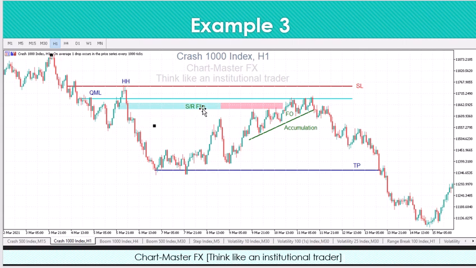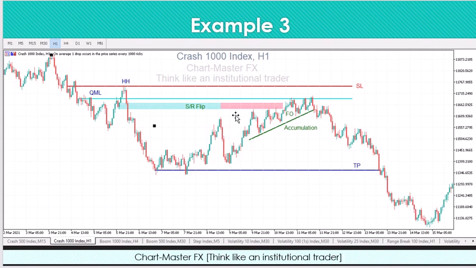So we have a confluence here. We have an SR flip, we have a fake out, and also we have accumulation, which makes this a high probability setup. So once you have a PA, then you can place a trade. I repeat, as I've alluded before, no PA, no go. As the price is approaching the QM level, the price should slow down, should give an indication that the price is going to react on that decision point.